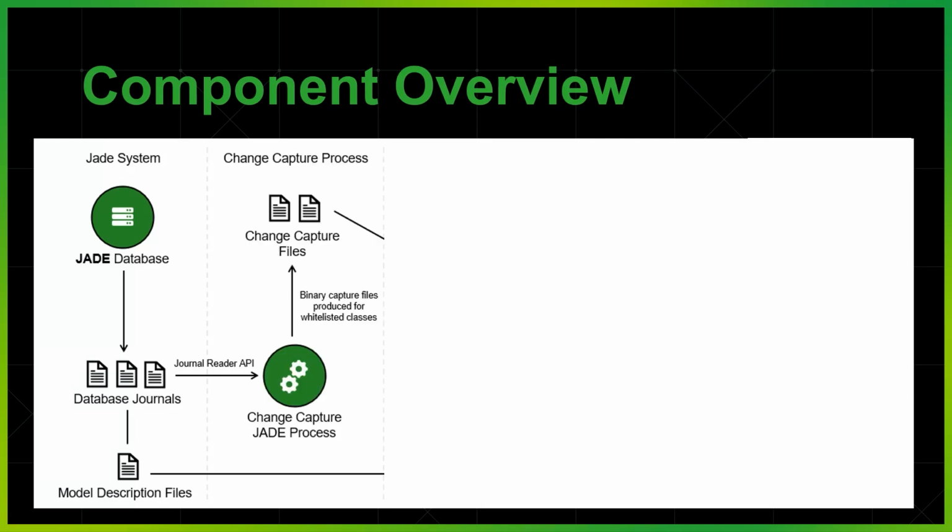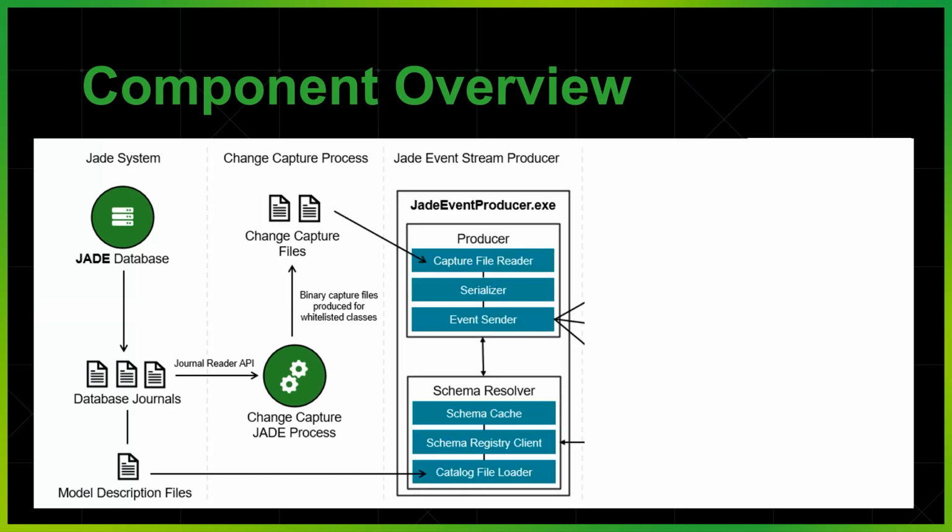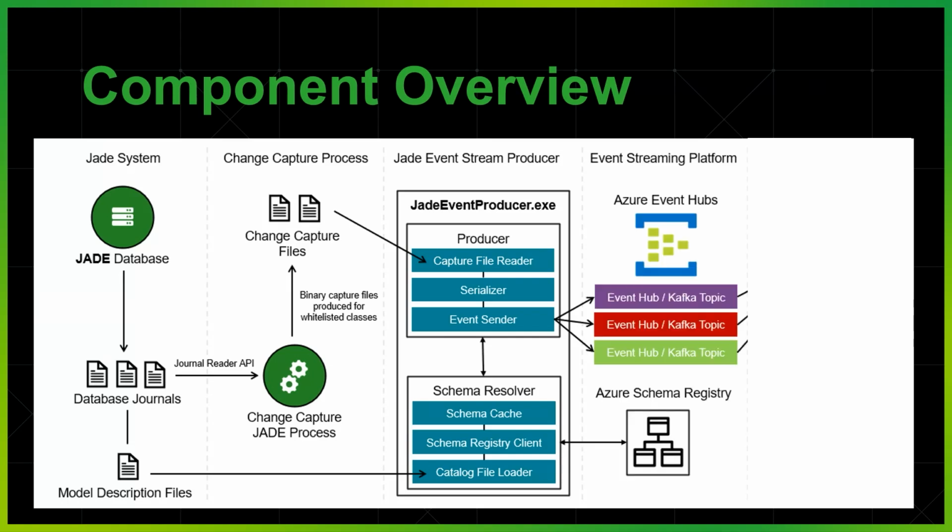It shows that events are extracted from the journals for whitelisted classes and stored in binary capture files called change capture files. The third column shows the Jade event stream producer. The event stream producer works by processing the change capture files. It achieves this by using the schema definition contained in the model description file to convert the binary change capture files to JSON formatted events. It then sends the JSON events to a specific topic on an event streaming platform like Azure Event Hubs or Kafka. The fourth column represents the event streaming platform, which acts as a broker.